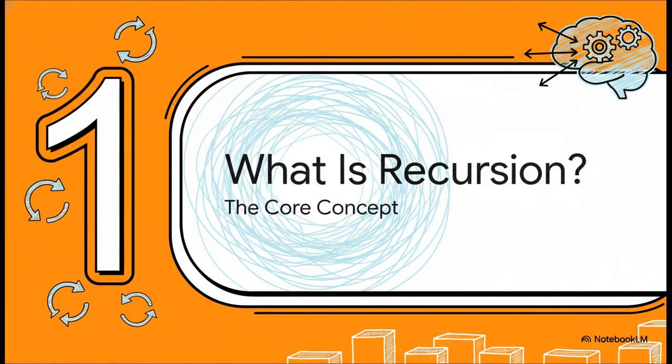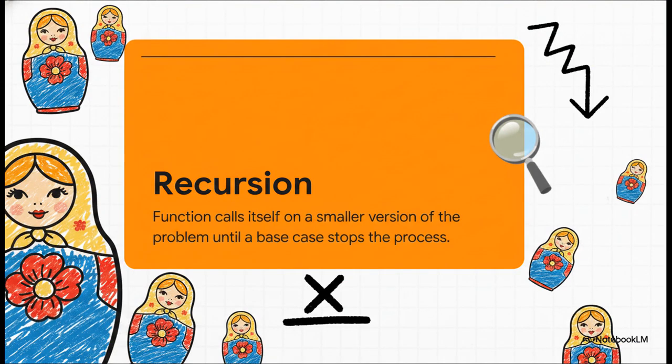What is recursion? The core concept. What actually happens in a computer's brain when a function decides to call itself? Well, essentially, recursion is solving a big problem by making a function call itself on a smaller version of that exact same problem, over and over and over until a base case stops the whole process.